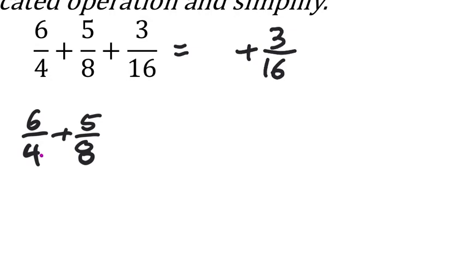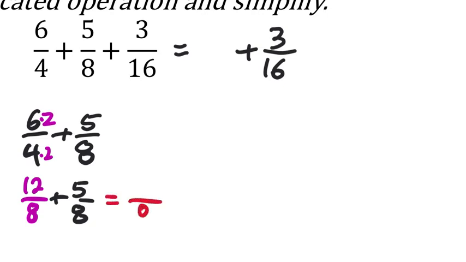So I take the 4 and multiply it by 2, and 6 times 2 as well. That will give me matching denominators in eighths. 6 times 2 is 12, so 12/8 now plus 5/8. Yep, that's going to give me a new fraction in eighths, but the numerator is 12 plus 5, which is 17. 17/8.